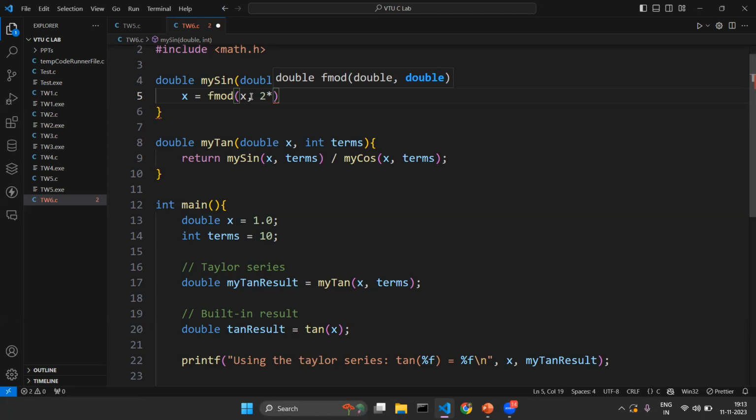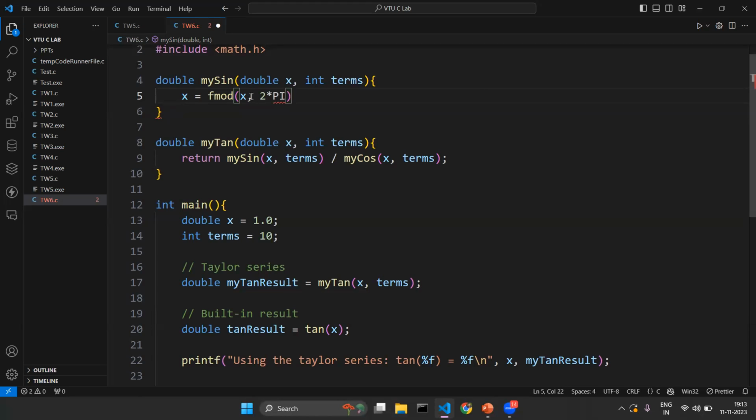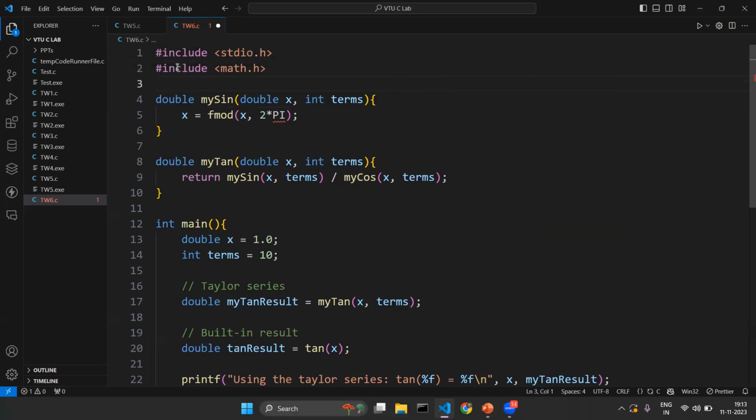You need not worry much about what normalization is and how it is happening; all these things you will learn through the mathematics class. This is what I have done here. That is fmod(x, 2 pi), which means we are normalizing the value of x from 0 to 2 pi. But here you can see pi is highlighted with an underline because pi is not defined.